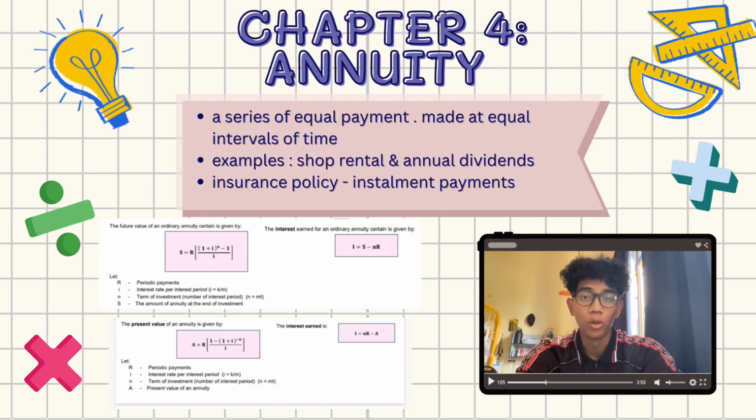On the slide, we have the future value formula of an ordinary annuity, which shows how much the total value will grow after a certain number of payments. Next, the formula of interest earned tells us how much profit or extra amount is gained from the annuity compared to the total payments made. We also have the present value of an annuity, which tells us how much all future payments are worth in today's value. So overall, annuities help us calculate payments over time, including future value, present value, and interest.